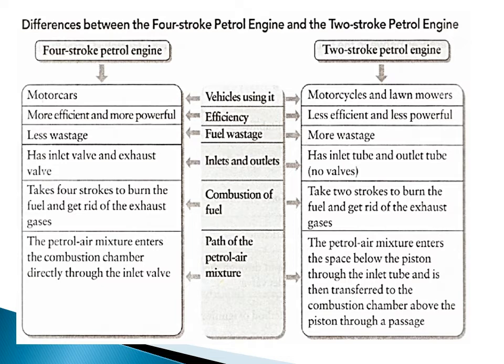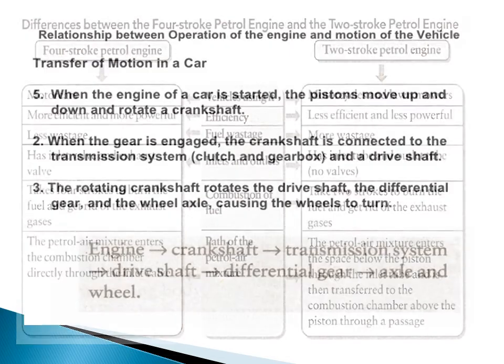But in the 2-stroke petrol engine, the petrol air mixture enters the space below the piston through the inlet tube, and is then transferred to the combustion chamber above the piston through a transfer passage. Okay, so there are also 6 differences between the 4-stroke petrol engine and the 2-stroke petrol engine.